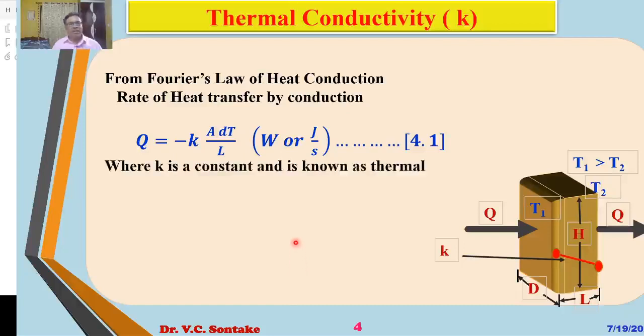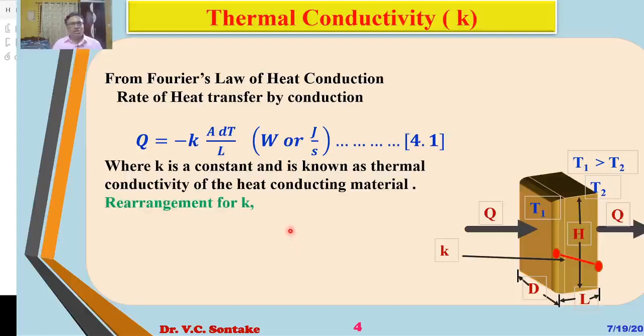In this equation, K is a constant of proportionality and is also called the thermal conductivity of the heat conducting material. So thermal conductivity will be the property of the material of which this solid is made up of. Rearrangement of this equation for K will give me this expression: small k is equal to minus Q into L over A into dT. So this is the equation of thermal conductivity K from Fourier's law of heat conduction.